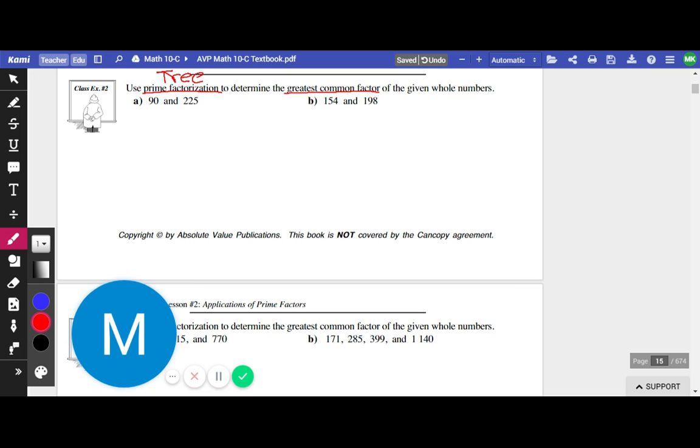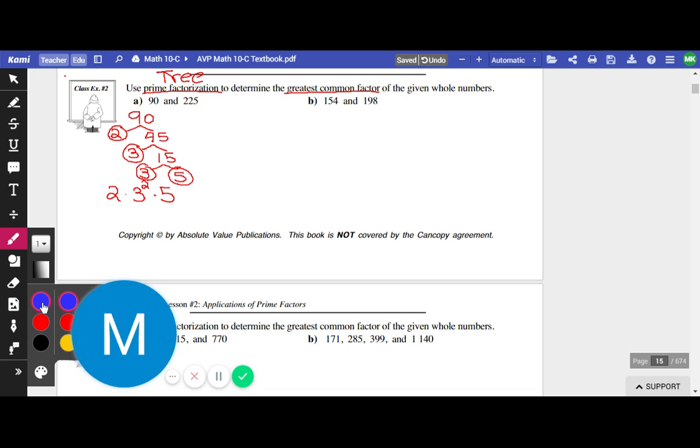I'll do them quickly. So for 90, it would break up to be 2 and 45. 45 would break up to be 3 and 15. And 15 would break up to be 3 and 5. That means after prime factorization, I get 2 times 3 squared times 5. You don't need to worry about being able to do the tree right now. You should be decent at it because we practiced it a little bit. Just make sure you have it written down.